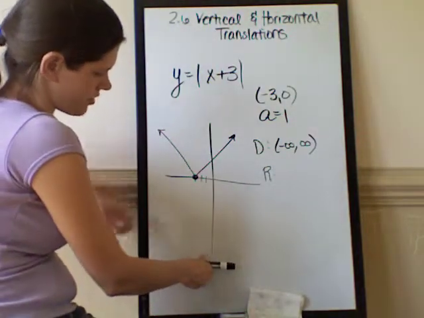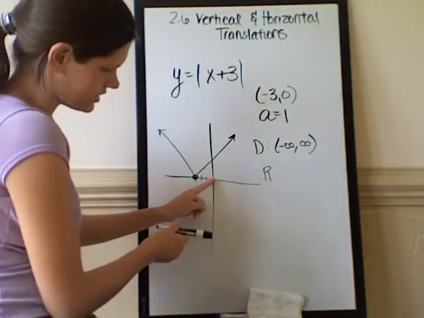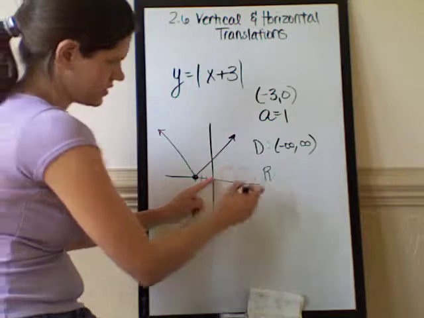So if I start at the bottom, I don't have any graph down here. The first time I hit a graph is right here, and this is 0 on your y-axis.